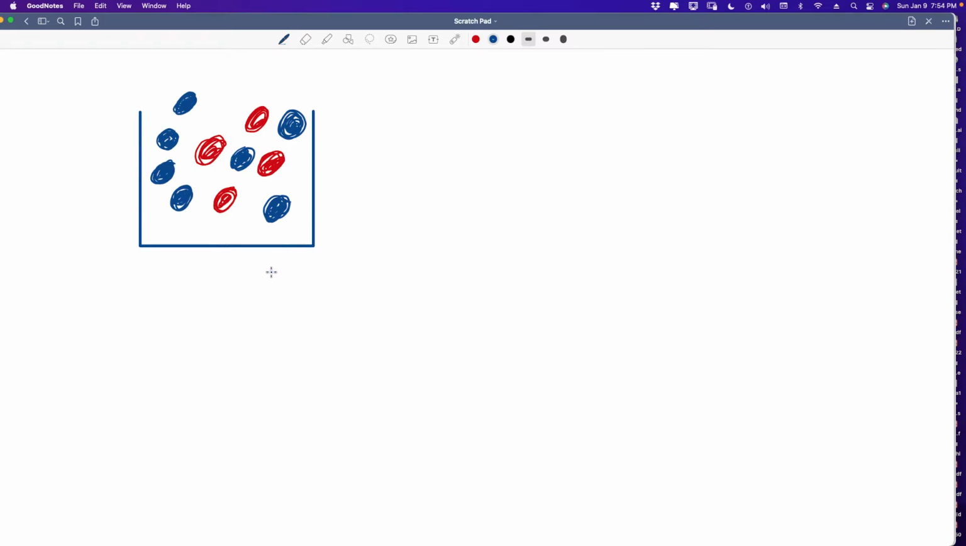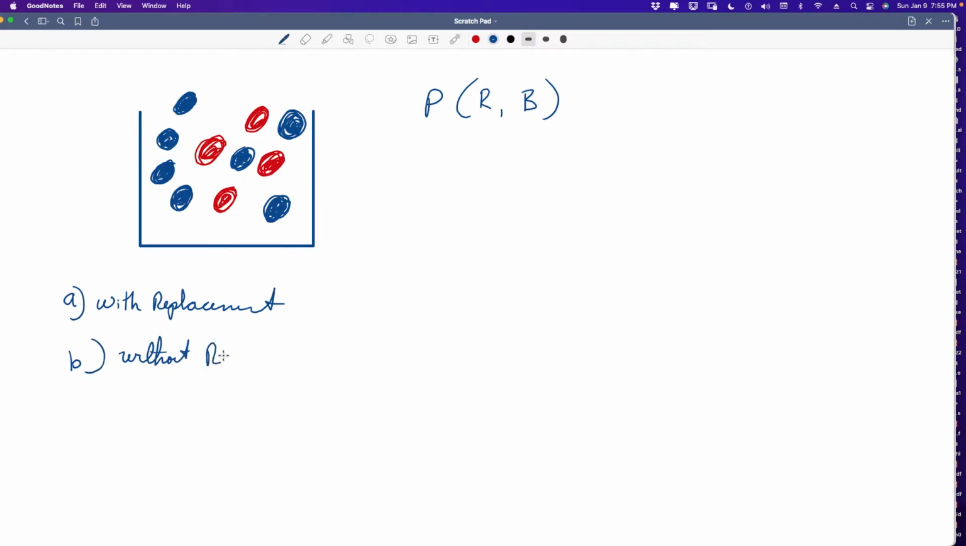So our problem says that 2 marbles are drawn at random. What is the probability that the first is red and the second is blue if the marbles are drawn with replacement, and then without replacement. So let's see, A is with replacement, B is without replacement. So let me show you what that looks like.